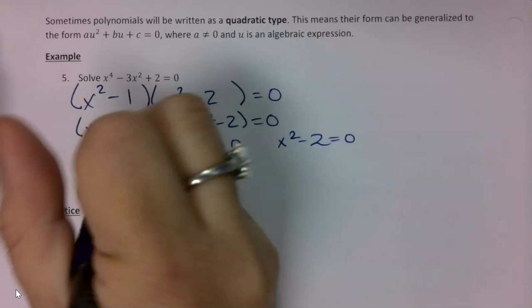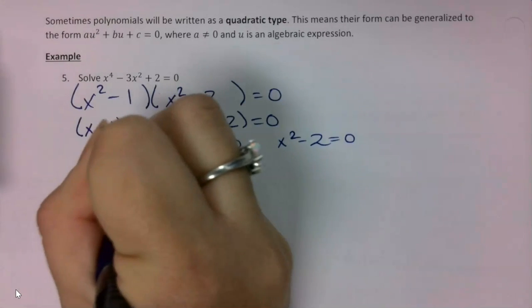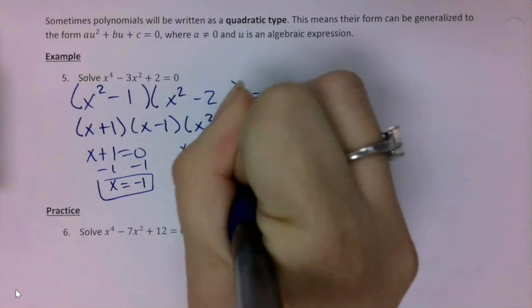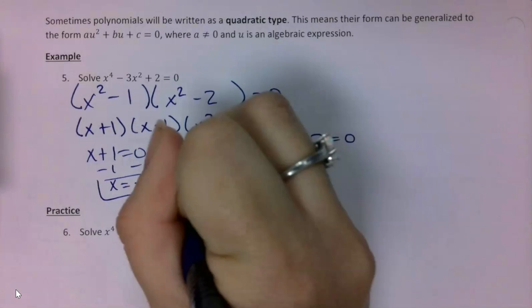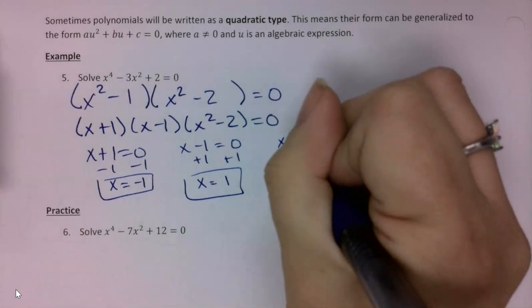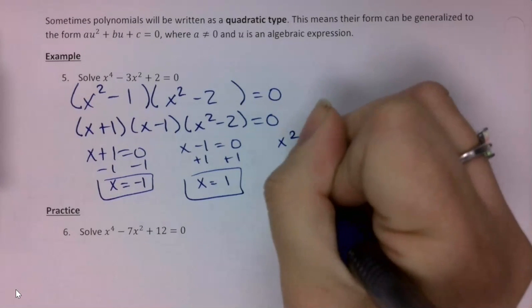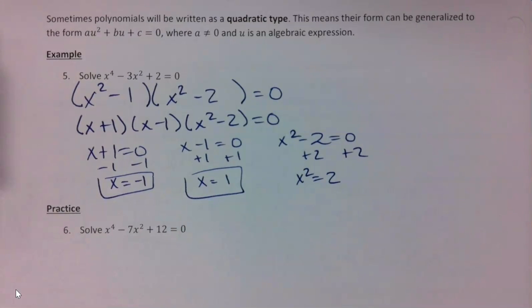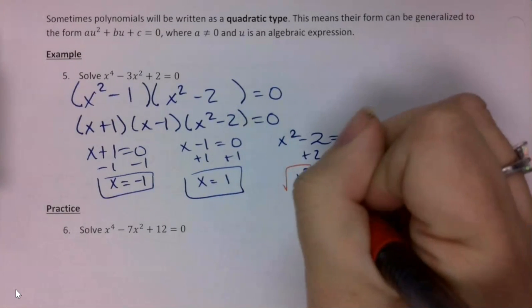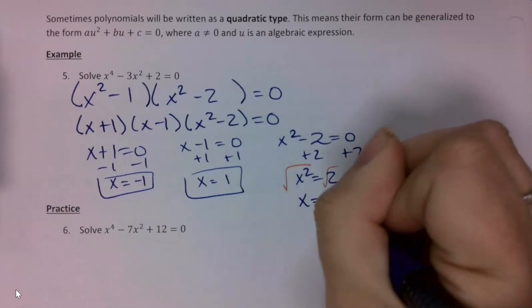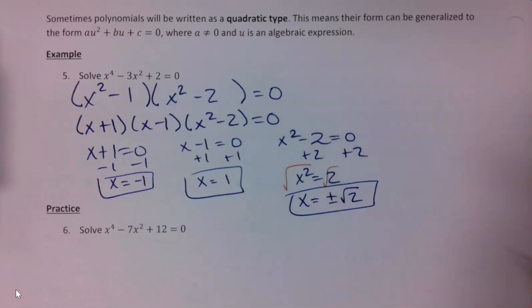On the first one, I'm going to subtract 1 from both sides. I get x equals negative 1. On the second one, I add 1 to both sides. I get x equals 1. And then on the third one, I add 2 to both sides. I get x squared equals 2. Then I need to take the square root of both sides. So then I get x equals plus or minus the square root of 2. Questions?